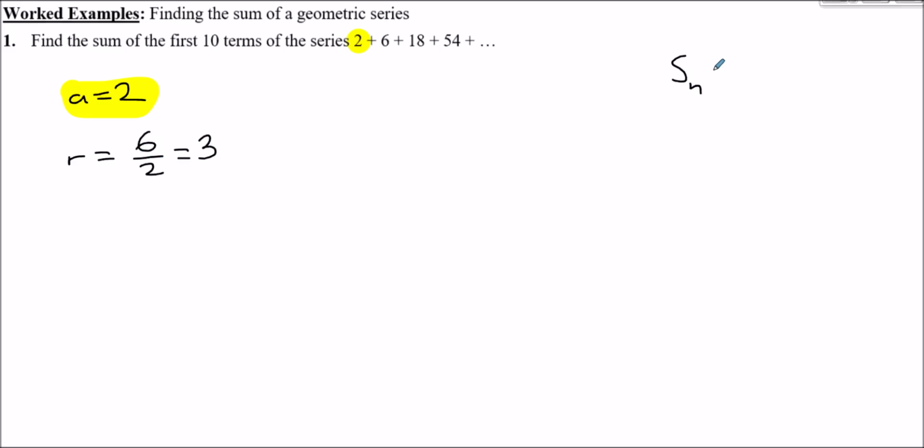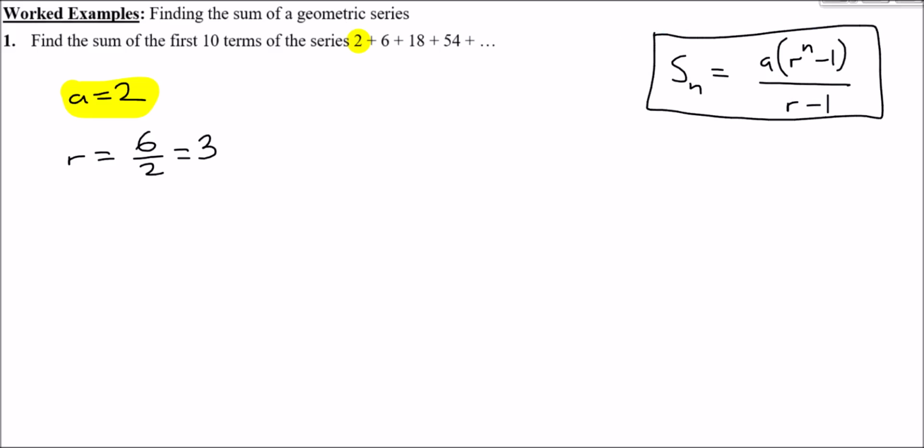We then need to remind ourselves of that result we just found. So Sn is going to be A, brackets, R to the n minus 1, all divided by R minus 1. So let's just use this result here. And we want the first 10 terms, so our n is going to be 10.